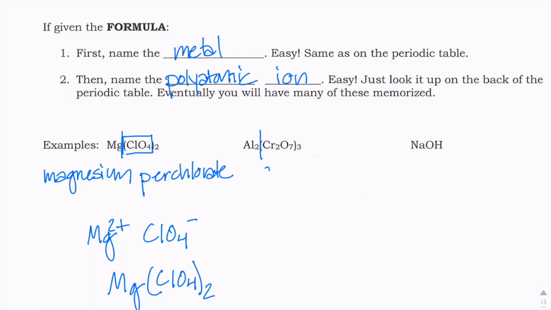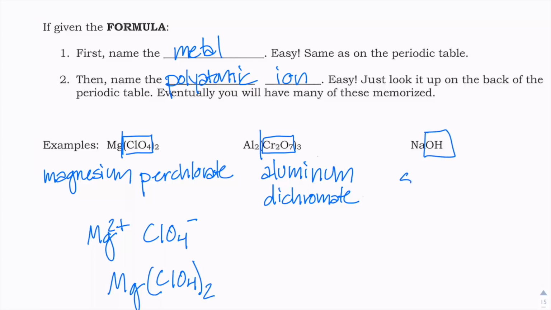Okay, for the next one we have aluminum. This polyatomic ion is on the back of your chart, and it's called dichromate. Then we have one more. First name is sodium. OH is hydroxide.